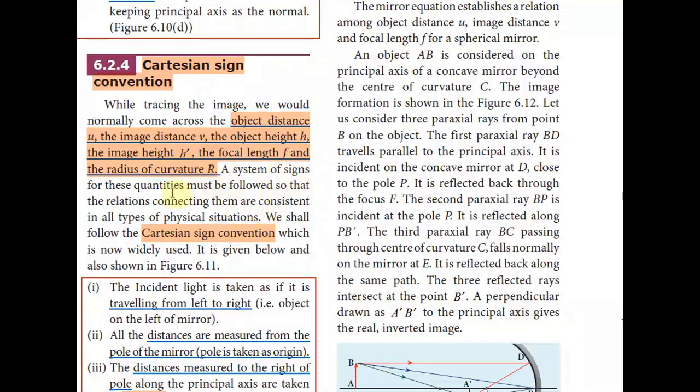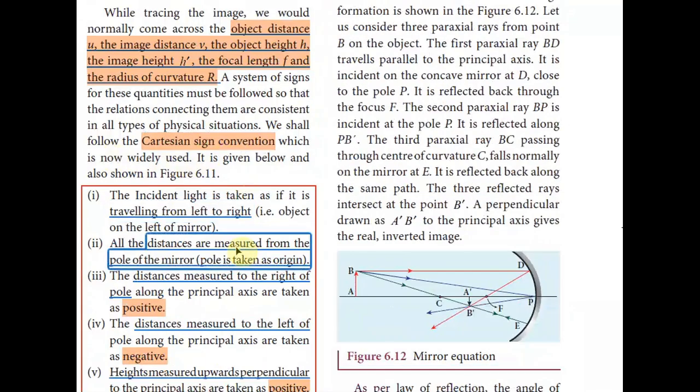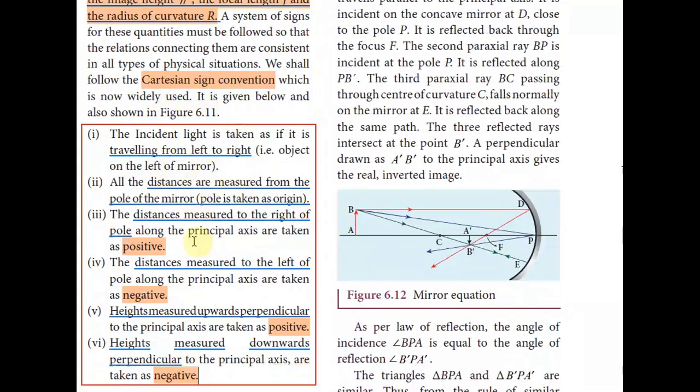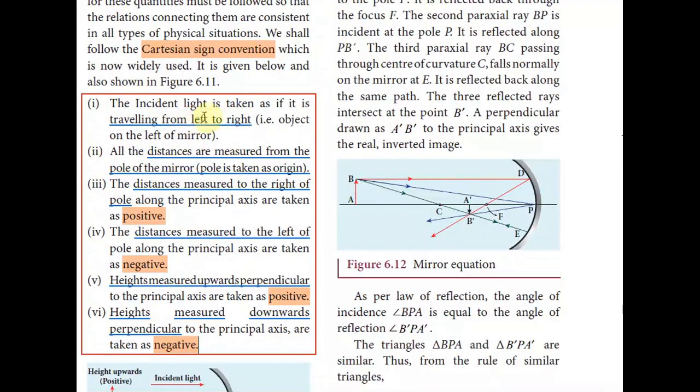Now, a system of signs for these quantities must be followed so that the relations connecting them are consistent in all types of physical situations. We shall follow the Cartesian sign convention for this, which is now widely used, and that is given below. The first point: the incident light is taken as traveling from left to right, that is, the object is on the left of the mirror.